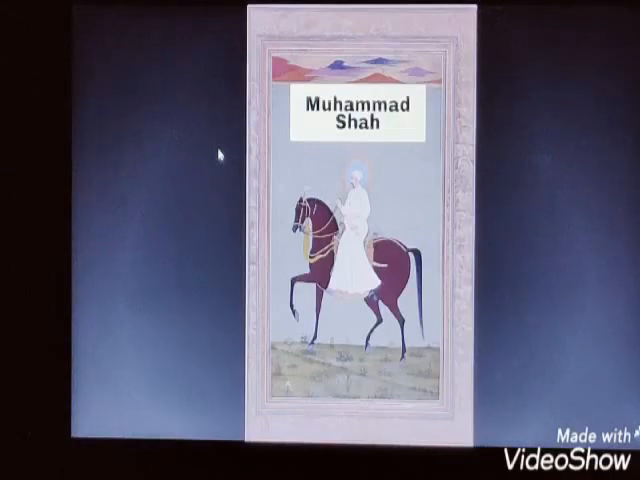Muhammad Shah was a great patron of arts, including musical and cultural administrative developments. His pen name was Sada Rangila. He is often referred to as Muhammad Shah Rangila, also sometimes Bahadur Shah Rangila, after his grandfather Bahadur Shah I.